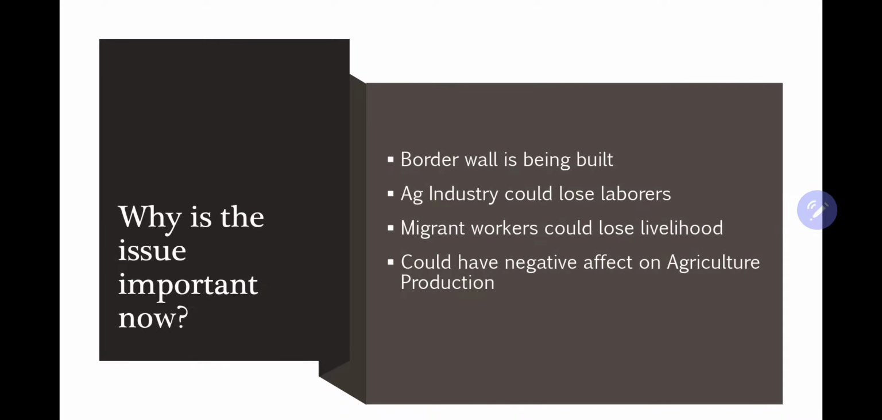So why is the issue important? Well, we look at the border wall. If you don't know what that is, it's being built on the southern border of the United States. It's basically we're building a wall between Mexico and the United States. And the reason they're doing that is they want to stop illegal immigration from Mexico.